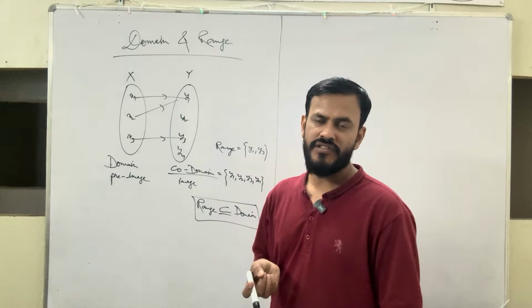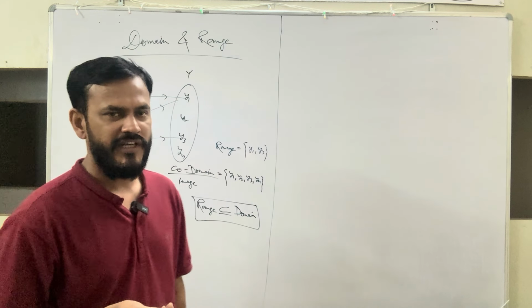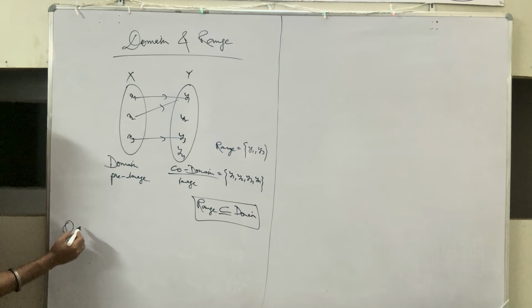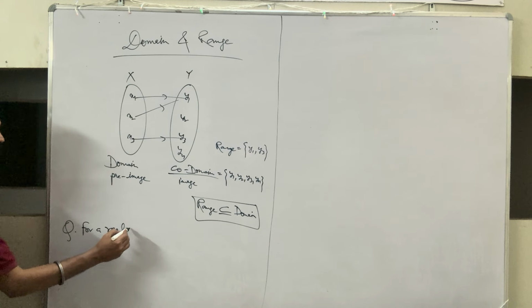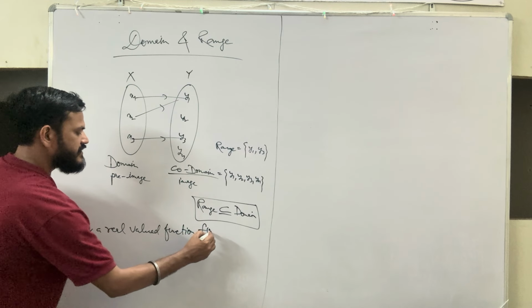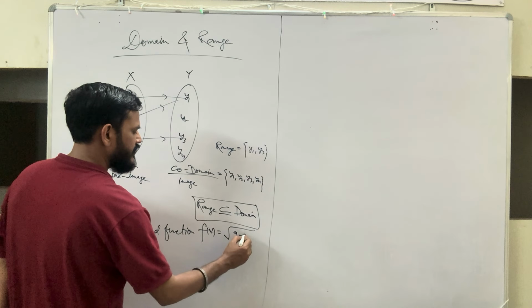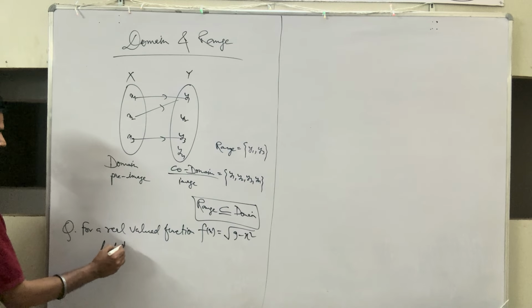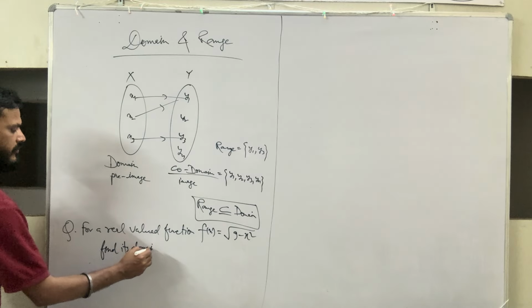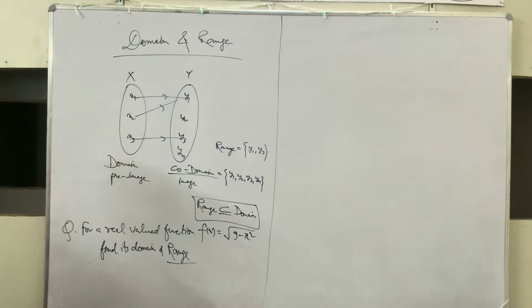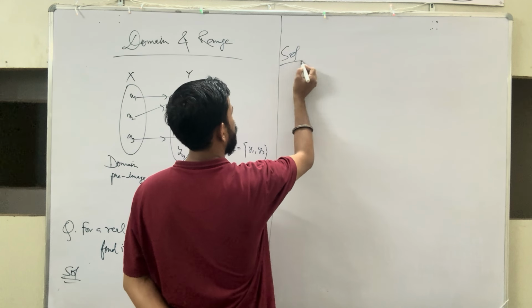Now, we are going to find out for a given function what will be the domain and range. For example, question: for a real valued function f(x) is equal to square root of 9 minus x square, find its domain and range. So solution, let us find the solution.